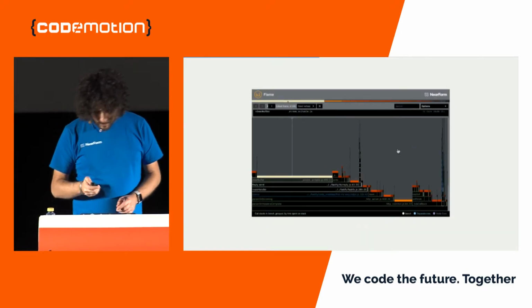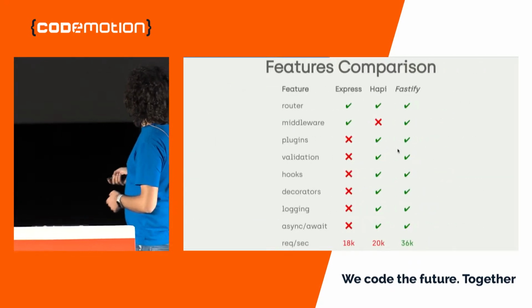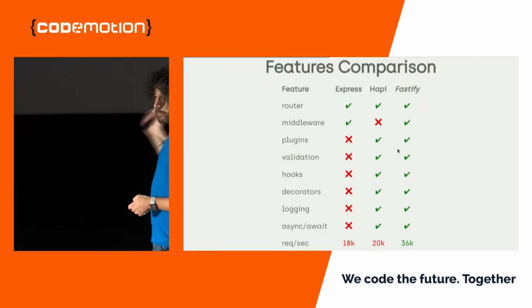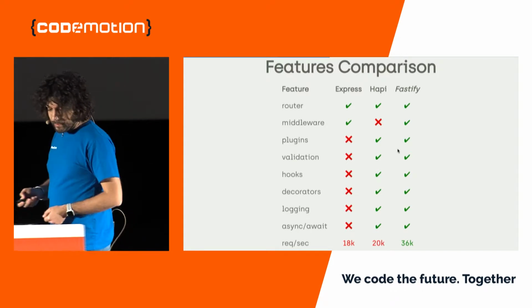Where is it? Okay, here we go. Note that this is Node core and it is actually very, very similar. So this is a feature comparison table between Express, Hapi, and Fastify. There are other frameworks, there is Koa, there is whatever. You can check them out yourself.